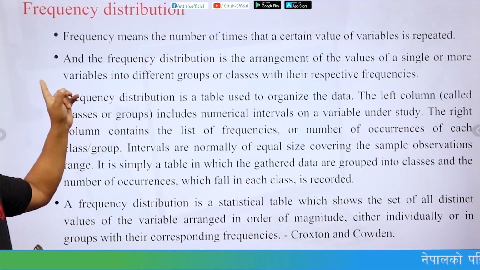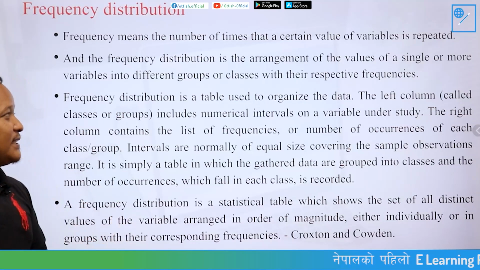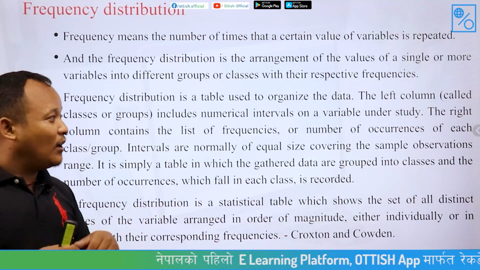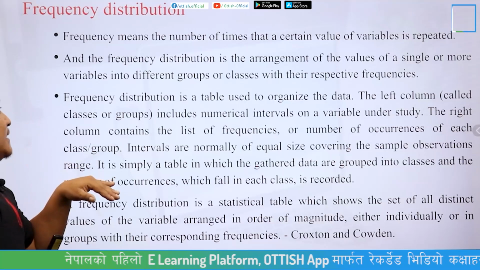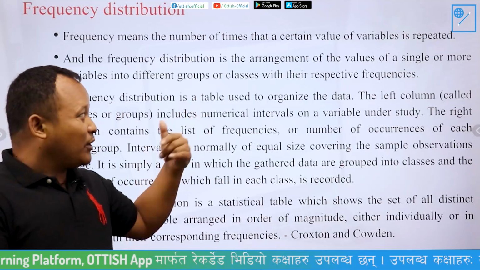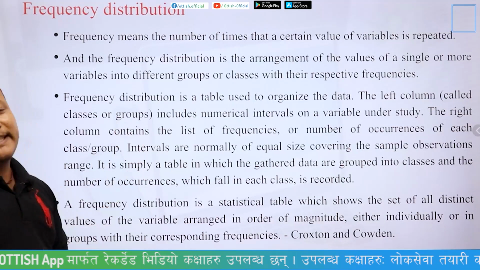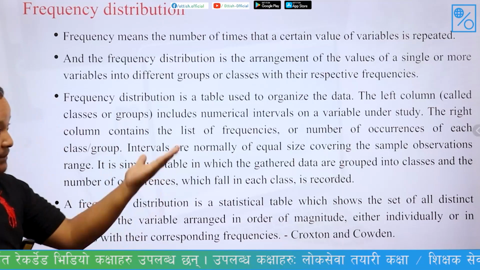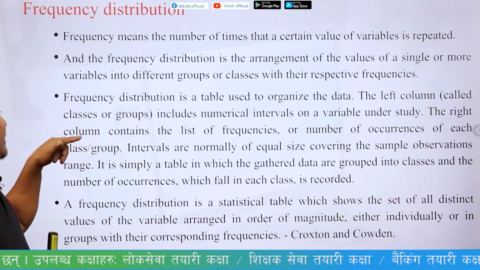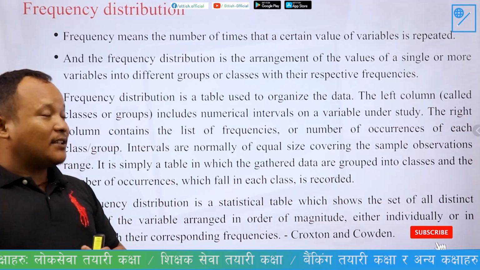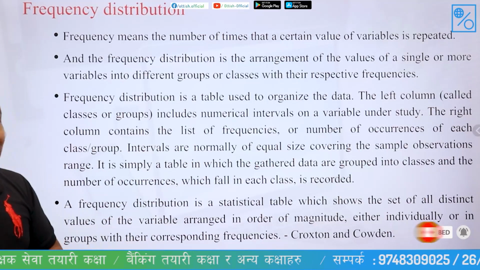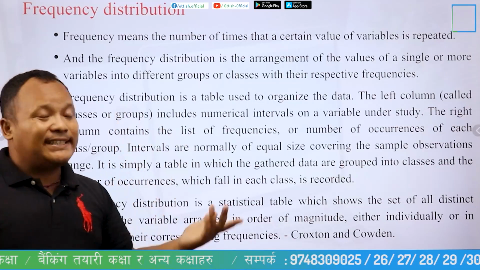The frequency distribution is the arrangement, classification or distribution of the values of either single or group variables in different groups, classes, intervals, or limits with respective or corresponding frequencies or repetitions. That type of distribution is said to be an arrangement, a classification, a frequency distribution. In another way, a frequency distribution is simply a table which is used to organize, classify, arrange or present the data, that is based on quantitative data.